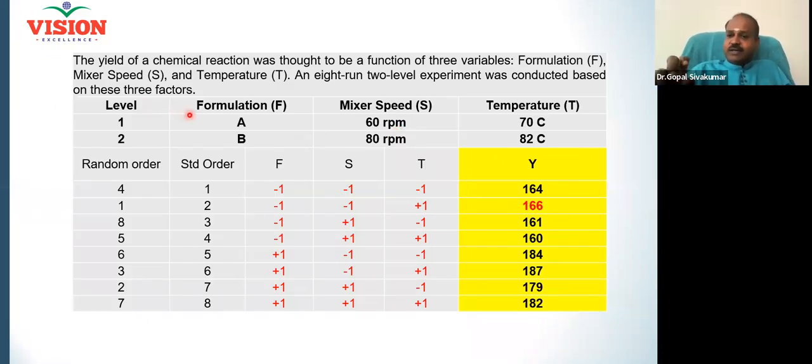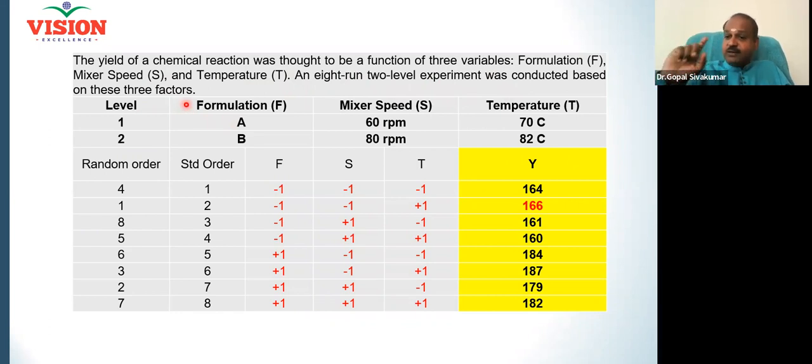And now the yield. Now we are taking a case study. I only have three, four slides further, but very important. The yield of a chemical reaction was thought to be a function of 3 variables, 3 factors: formulation, F, mixture speed, S, temperature, T. An 8-run 2-level experiment was conducted based on the 3 factors.